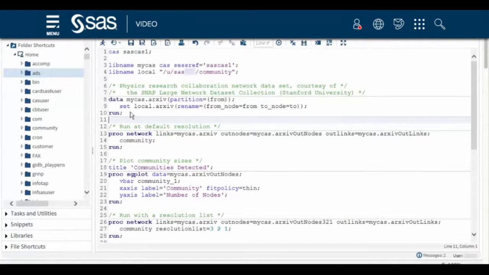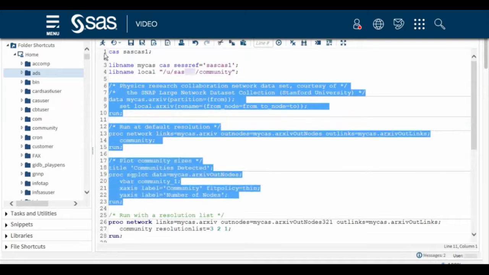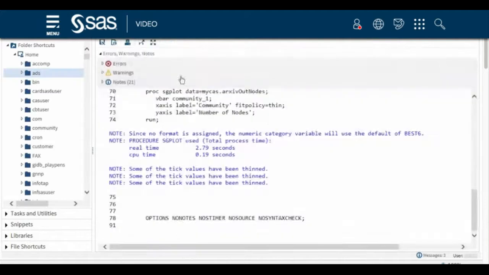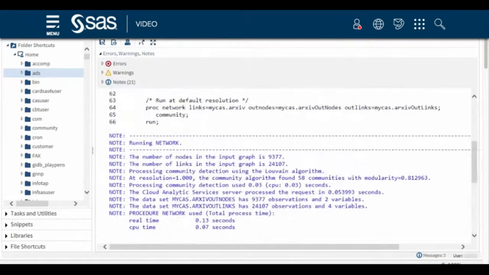Let's see what community we can detect in data on collaboration in physics research. In this example, each node in the network is a researcher, and a link represents collaboration between two researchers. There are almost 9,400 nodes and just over 24,000 links in this undirected network. If we run Proc Network with its default Louvain algorithm, it detects 58 communities with modularity just over 0.81, which is very good.